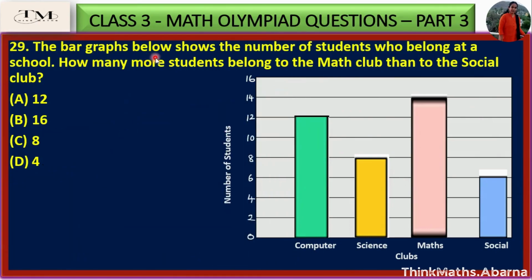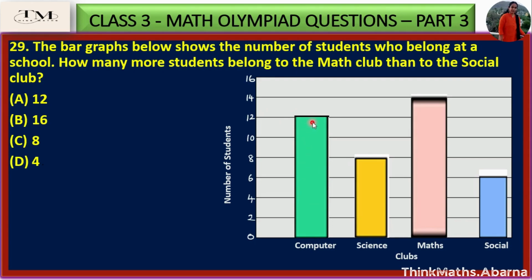The bar graph below shows the number of students who belong at a school. How many more students belong to the math club than to the social club? So it is how many more students belong to the math club. So in math club, how many students are there? So this is called the bar diagram. Okay. So this is bar graph.